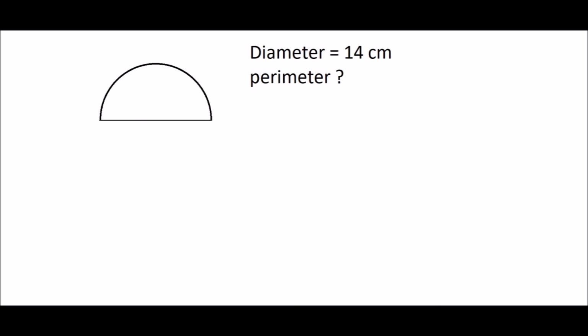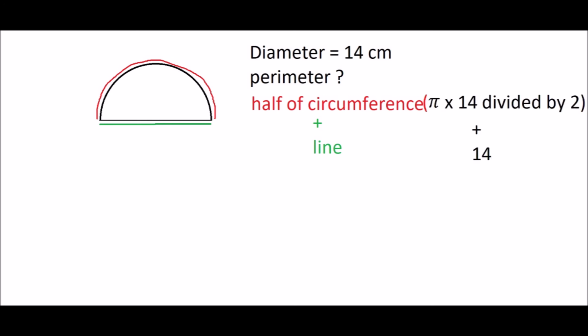And how about if we have half a circle like this? What is its perimeter? Well, the perimeter will be half of the circumference on the top plus the line on the bottom. Therefore, it's pi times 14 divided by 2. Okay, why divided by 2? Because it's half. And plus 14. 14 is the line below, which is actually the diameter.